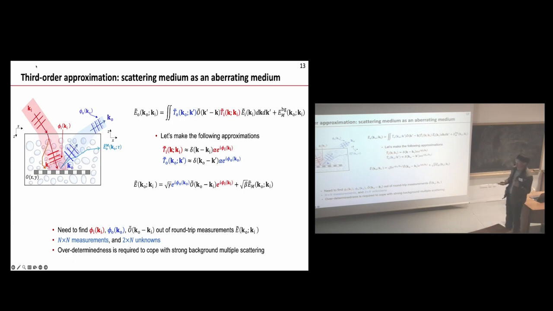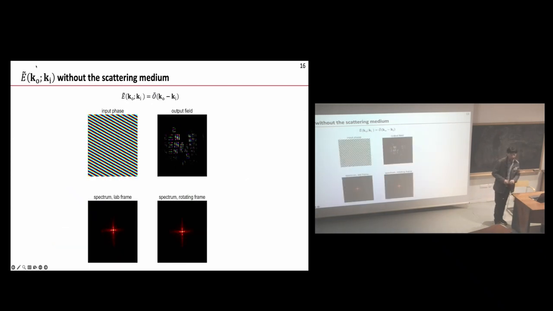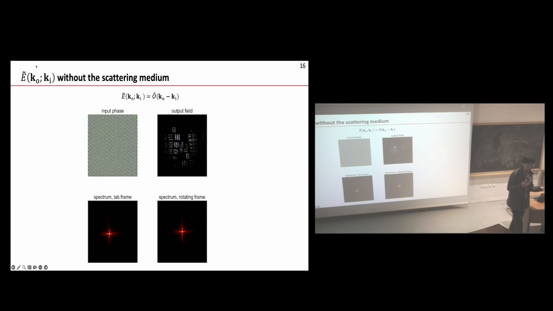Then the problem looks much better than the original because we have an n square measurement and here we have only 2n unknowns. So if there were no noise, then you wouldn't need many measurements to solve that. But if you would like to see deep, then you will have many deflected components, and you need overdeterminedness to cope with multiple scattering noise. So now I'm going to talk about a way to find theta in, the aberration in, and aberration out separately.